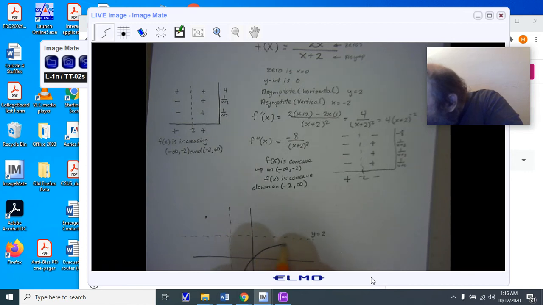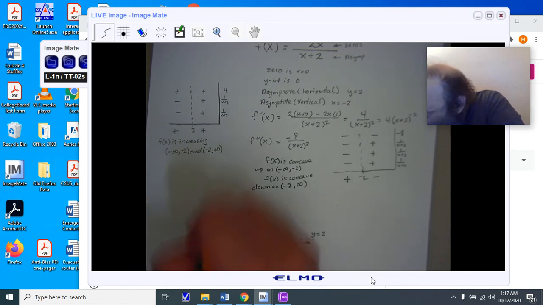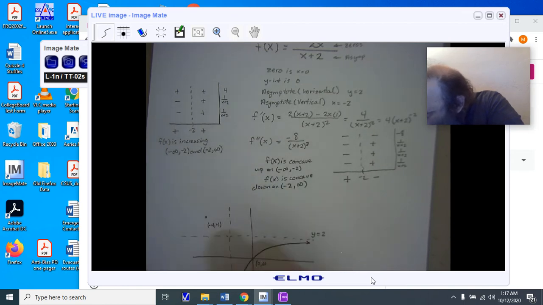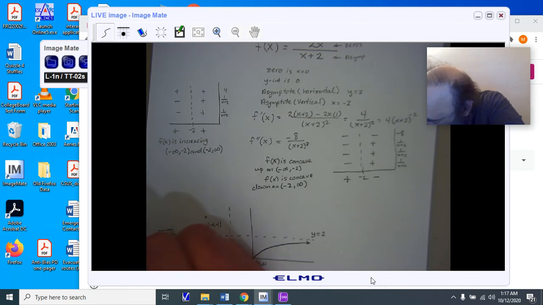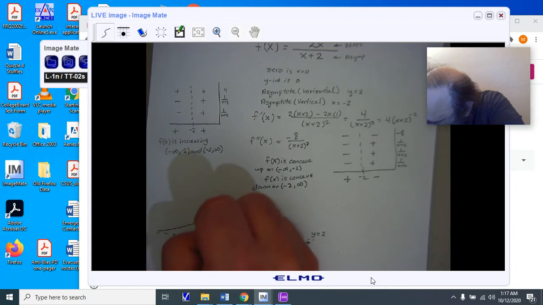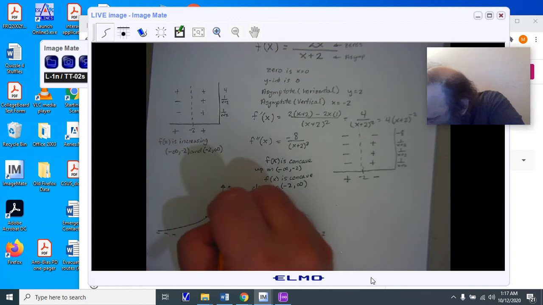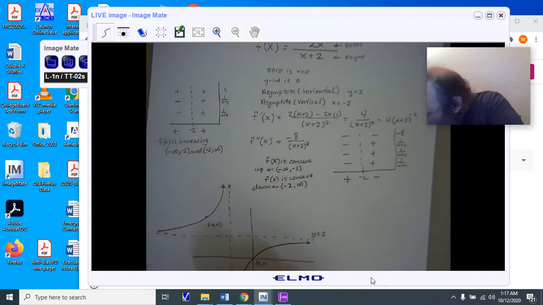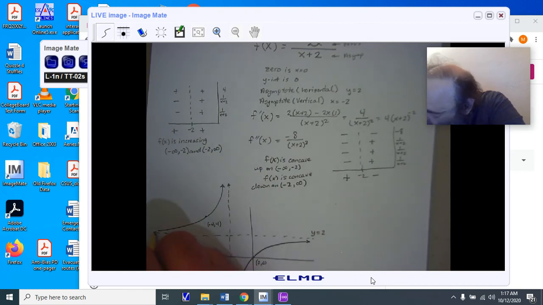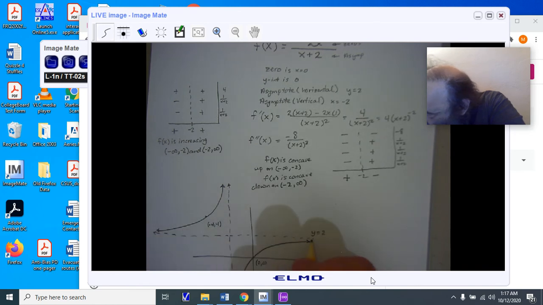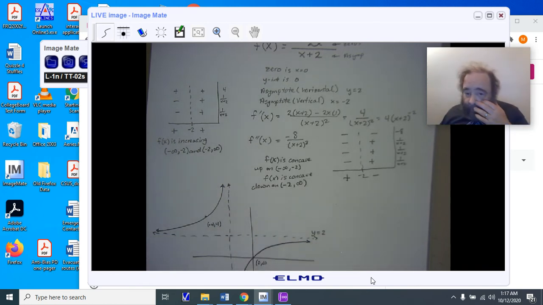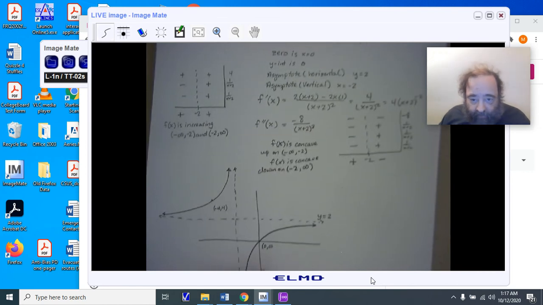Concave down over the entire interval. Here's 0, 0. Now we have this point, negative 4, 4, and it is the mirrored image of that point. And our curve approaches the vertical asymptotes. And here is our sketch. This is the curve that we're looking for.